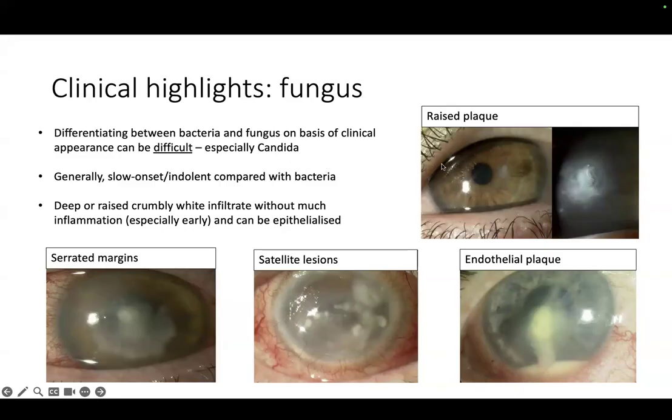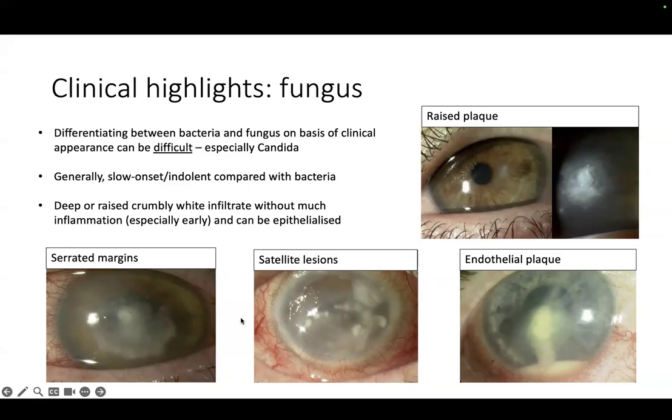Typically, fungi are supposed to have raised plaques. They do have an atypical appearance, and I think we'll all agree that this is fairly atypical compared with what I've shown previously. This scalloped, serrated margin, lots of satellite lesions, plaques on the endothelium. These are all funny little signs that make us think that maybe this is not your average bacterial keratitis. And really the only way to diagnose it is to do confocal and combine that with corneal scrape afterwards. And hopefully your unit is able to send the sample off and get a positive PCR result fairly quickly.